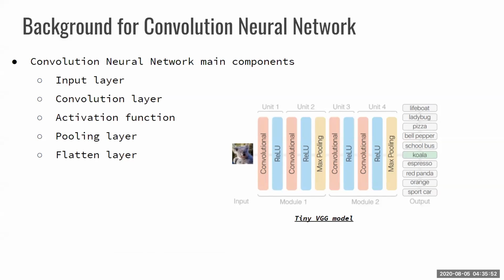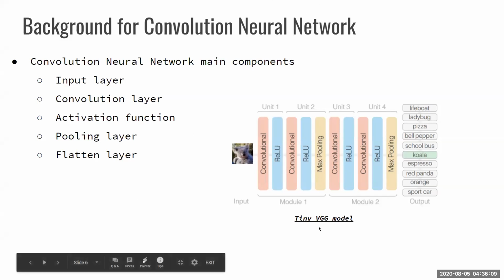Okay, so before jumping into the tool, I would like to give a high-level overview of CNN in context of image classification, because that will help us understand and make sense of the tool and how to use it. So first of all, we have here a tiny VGG model.